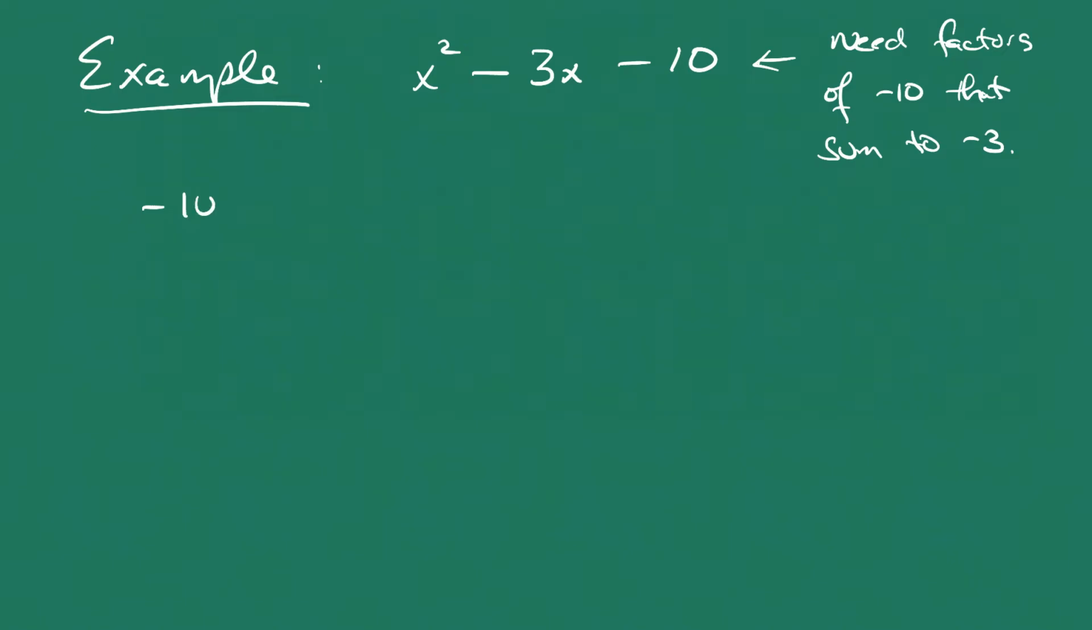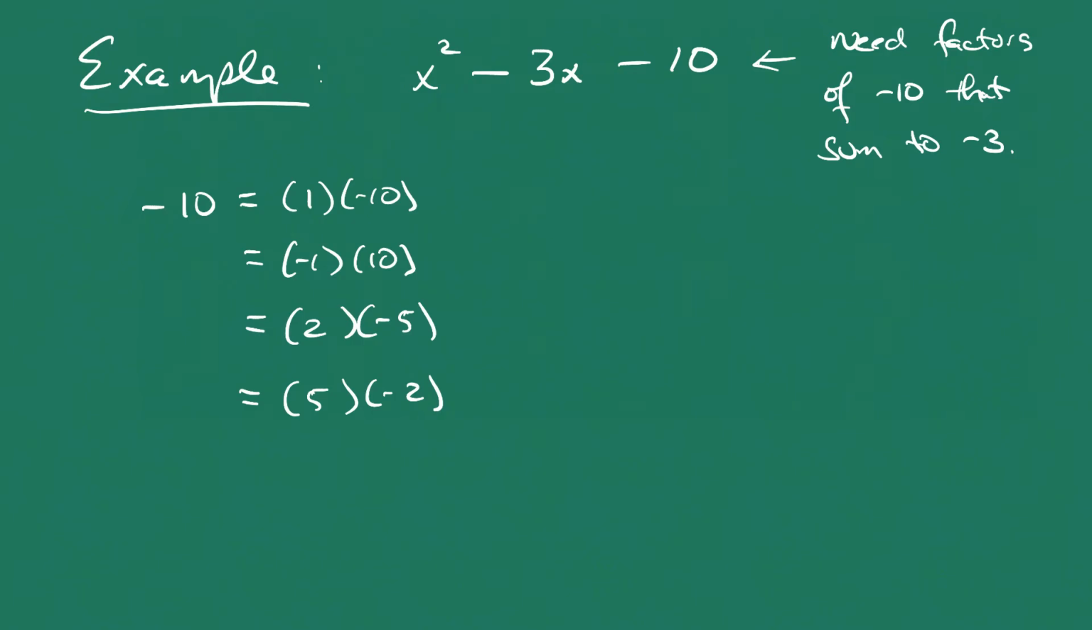So if we're just looking at how we can factor negative 10, well, there's quite a few ways. In fact, we've got 4 of them. So 1 times negative 10, negative 1 times 10, 2 times negative 5, and 5 times negative 2. And so if we just look at our condition now on the sums, well, 1 plus a negative 10 is giving us negative 9. Nope, that is not going to be our negative 3. If we look at negative 1 plus 10, that gives us 9. Well, that's not negative 3.